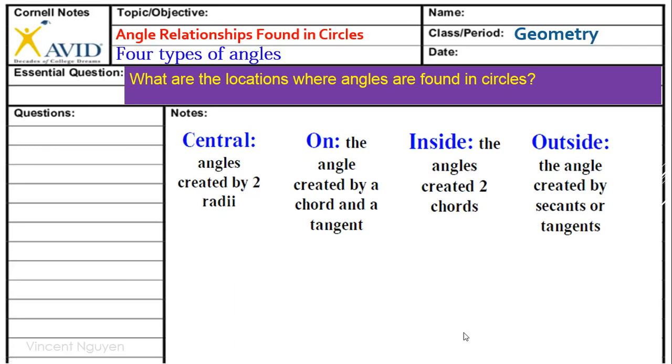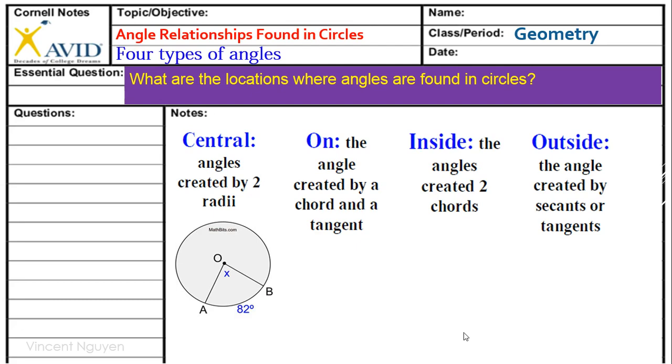Today we're going to be talking about the four different types of angles that are found when you're working with circles. The first type is called the central angles. These are angles that have a vertex on the center of the circle.